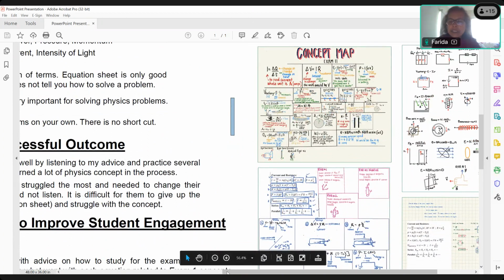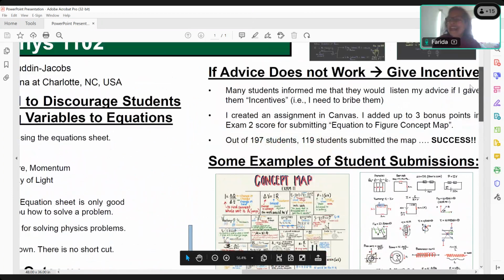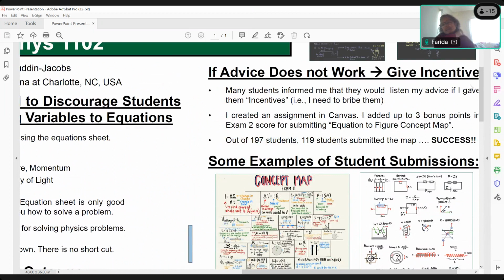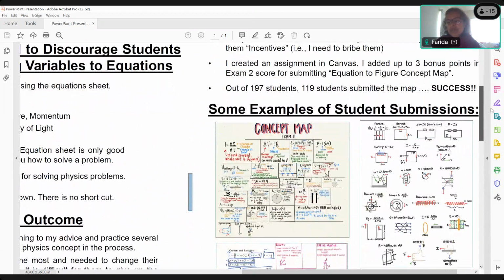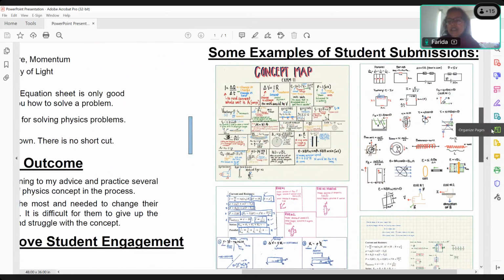When I kept on telling them you should draw pictures, nobody was paying attention. So then what I did is I gave them incentive. I said, I'm going to give you 3 extra points that I'm going to add to your exam 2 score. So that was a midterm exam. And this time, out of 197 students, 119 students submitted it. So that was a big success, because before that, when I asked them for exam one, only one student submitted that, because I didn't include any points.